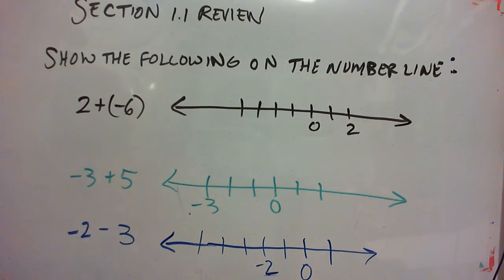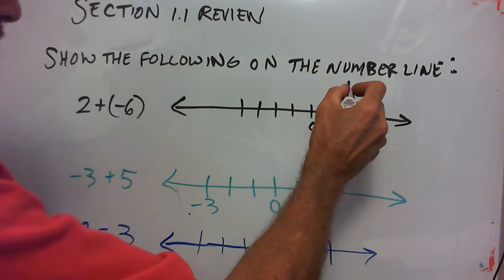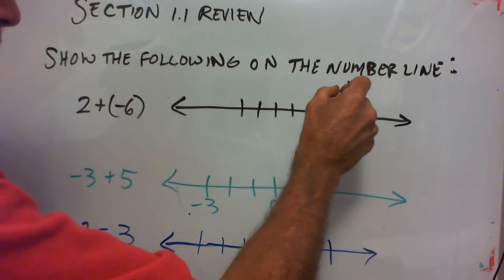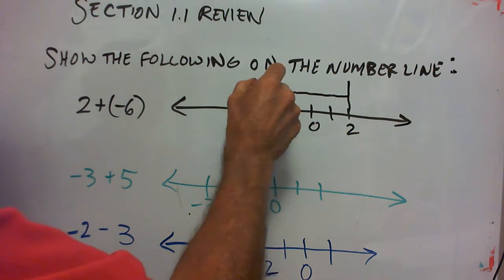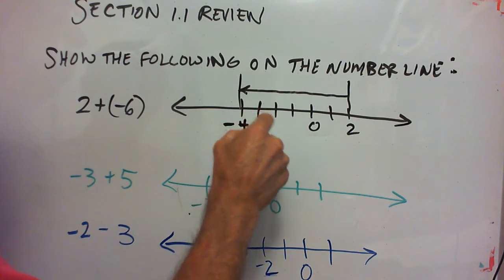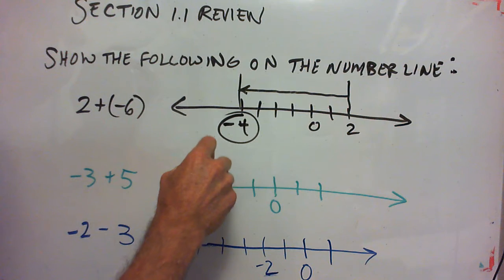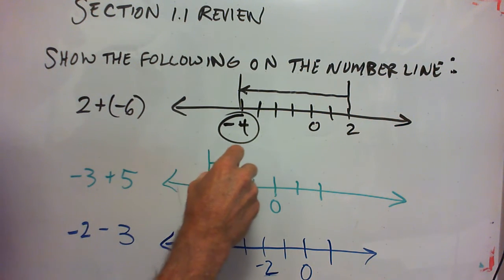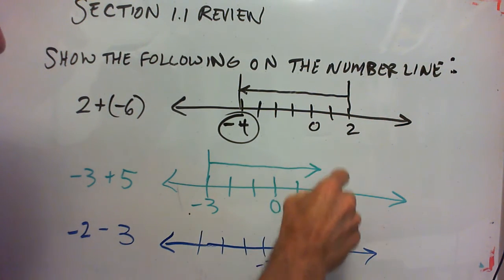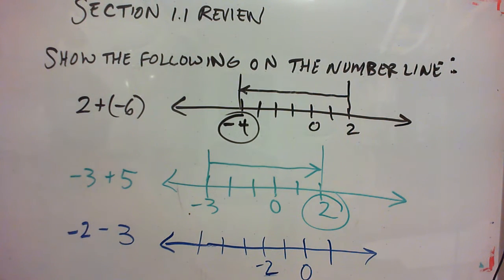Okay, we'll go through these three problems. 2 plus -6. We start at 2 and we go 6 to the left because we're adding -6. So 1, 2, 3, 4, 5, 6. And that puts us at -1, 2, 3, 4. So that's our answer using the number line. -3 plus 5. We start at -3 and we go 1, 2, 3, 4, 5 to the right. We end up at 2, so that's our answer.